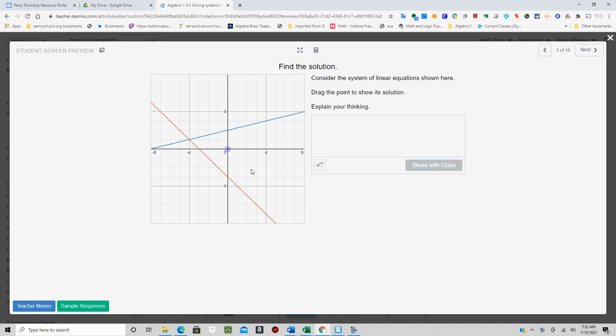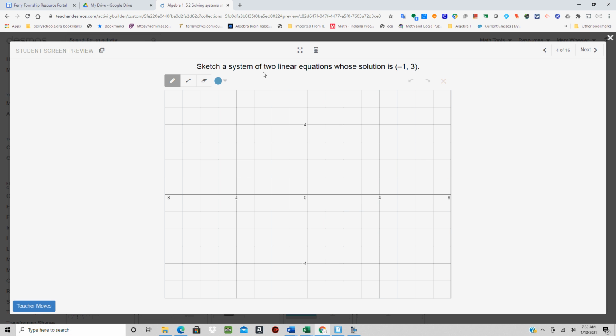So on this one, kind of a review of what we've done with graphing. Looks like the solution would be there at -4, 1. And I'm not going to type that out, but my thinking is because that's where the lines intersect, at the ordered pair -4, 1.